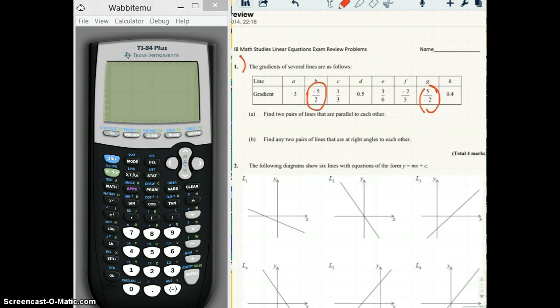What else do we got? 1/3. Is there anything the same as 1/3? No. 0.5. Well, 0.5, of course, is the same as 1/2. Is there anything the same as 1/2? 3/6. That's also 1/2, right? So those two are also parallel to each other. Okay, so those are the two for this, negative 5 halves and also 1/2.